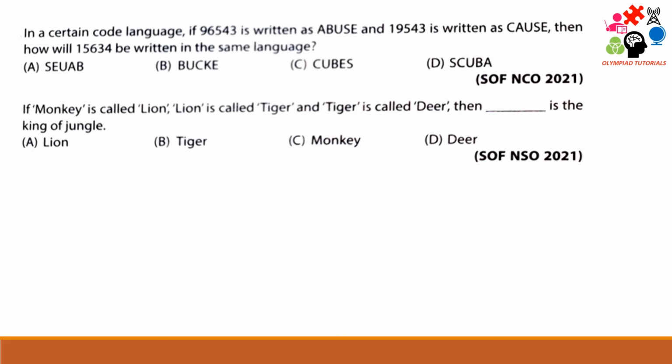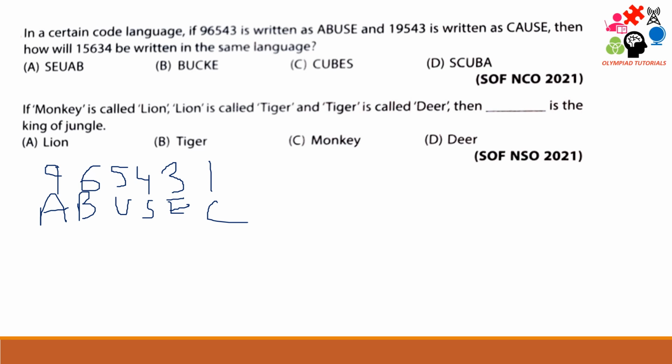So next question, in a certain code language, you have the numbers given 96543 is abuse and 19543 is cause. Then how will 15634 be written in the same language? So now let's write down. Your numbers are assigned here, 96543 for the word abuse, and again the word is cause, and the number 19543. So 1, here you have 943 already given. For 1 you have C.